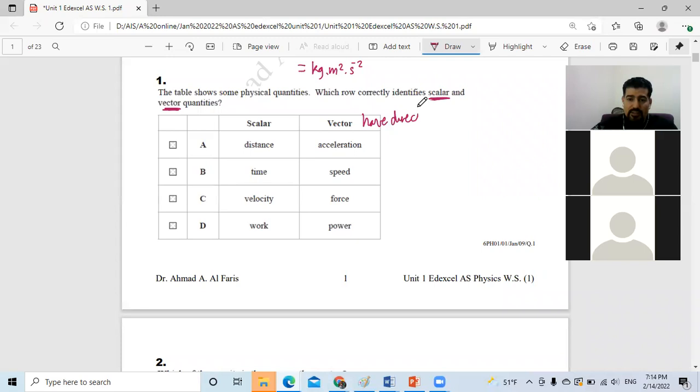So which one is the correct answer here? Thank you, Kareem. Who else? Is distance scalar? Yes. Is time scalar? Yes. Is velocity scalar? No. Is work scalar? Yes. Is acceleration a vector? Yes. Is speed a vector? No. Is force a vector? Yes. Is power a vector quantity? No. So which one is the correct answer?